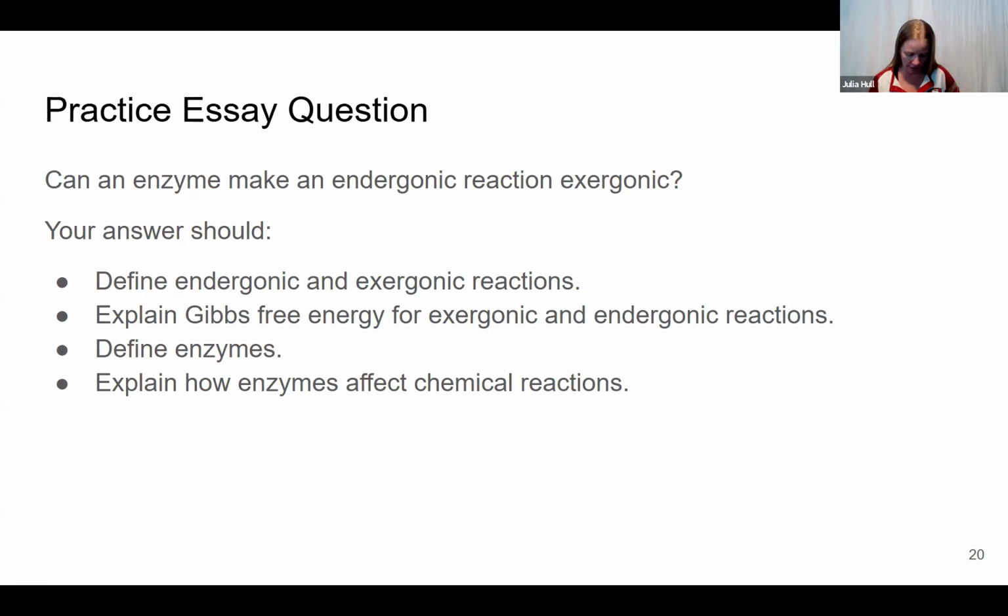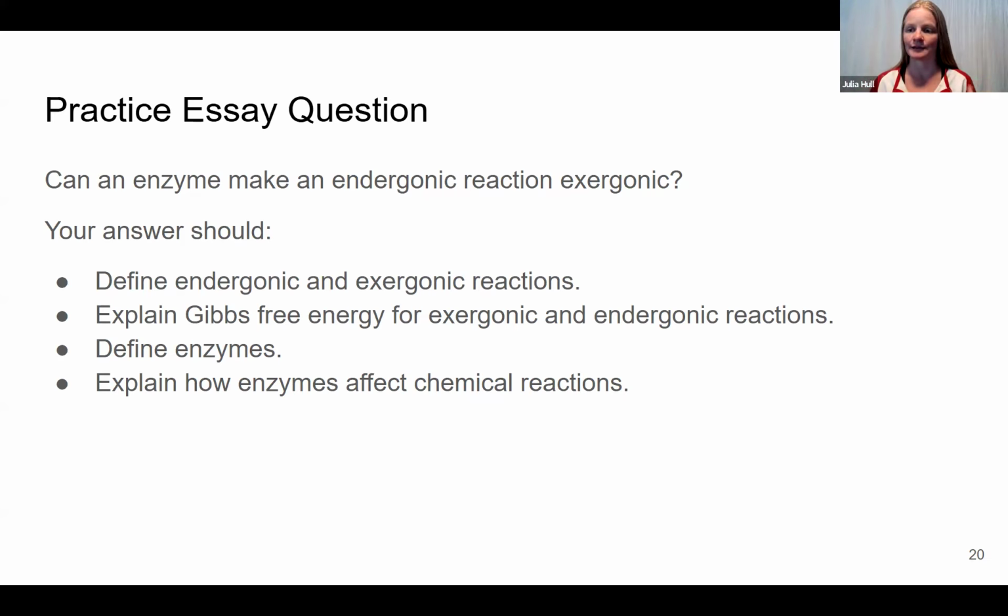Okay, and I also want to throw this practice essay question out to you guys. I yoinked this straight from your book, but I thought that this was going to be a good option for you guys to practice thinking about how to write a paragraph and how to make sure that you're answering all parts of an essay question.